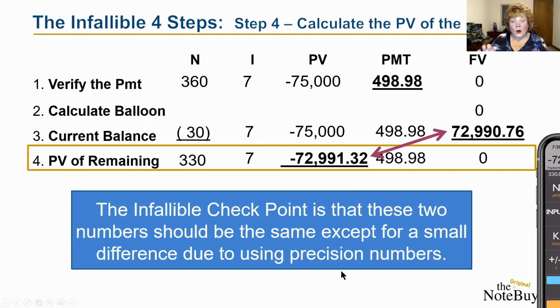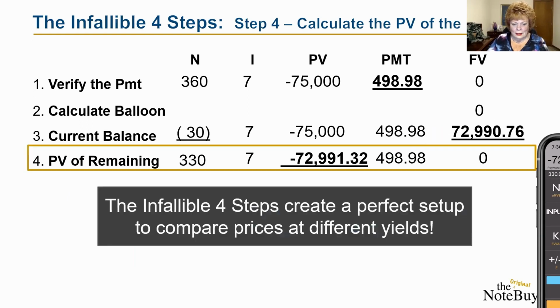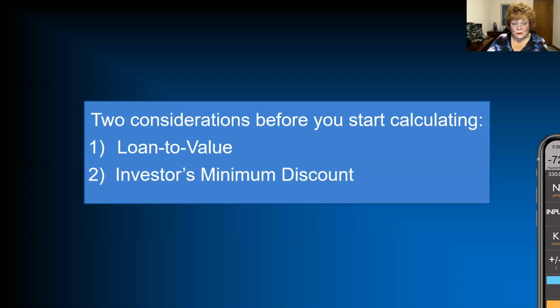So know that sometimes they'll be the same, but most of the time they're off just a little bit, okay? Usually it's just a couple dollars, might be $5, something like that, but not a lot. So besides giving you a checkpoint, it also sets you up perfectly so that you can compare the prices at different yields. Now we're going to do that, but before we start that, there are two considerations that you need to look at.